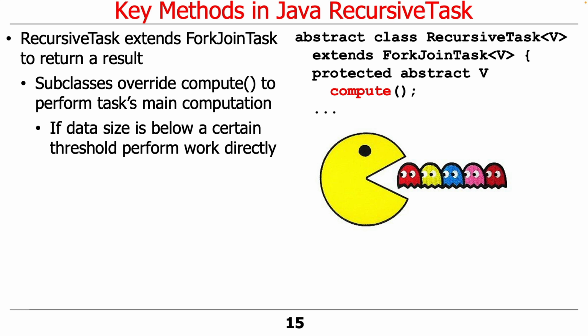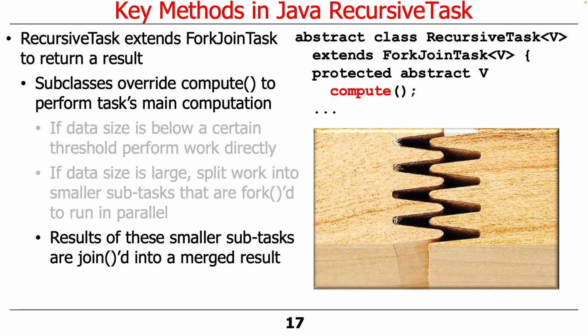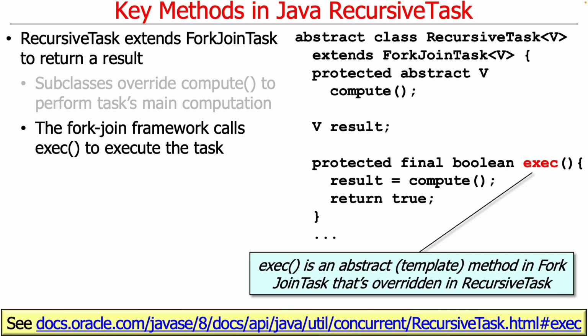Once again, if the data size is below a certain threshold, just do it directly and sequentially. Otherwise, split it up into two or more chunks and have those run in parallel. You're getting a feeling this is all very similar, which is by design. However, the difference here is the results of the smaller subtasks that the compute method forks will be joined back together again into a single merged result at that level of the hierarchy of recursive calls to RecursiveTask, which is why it's a recursive task.